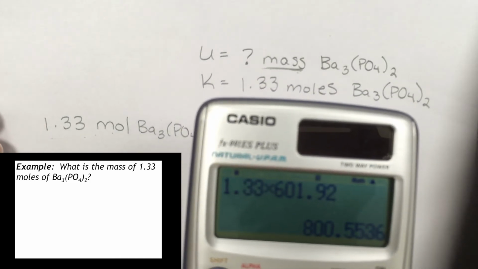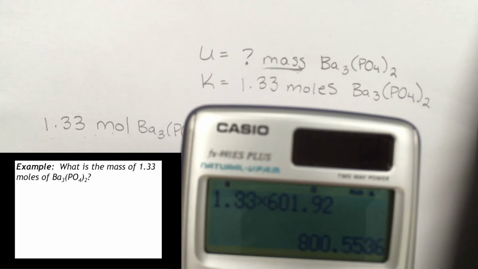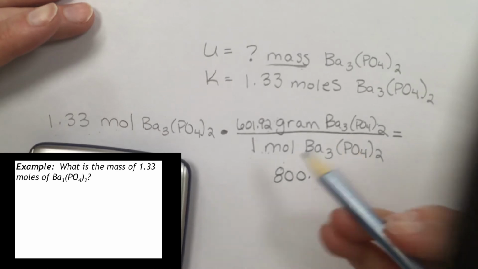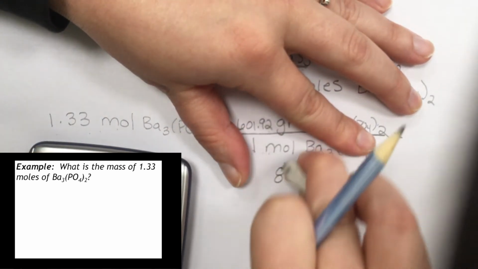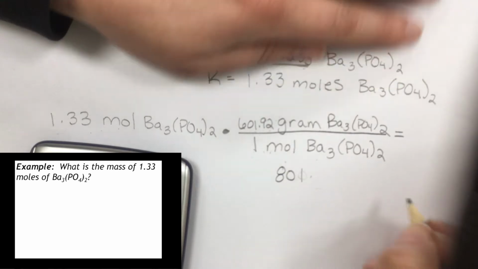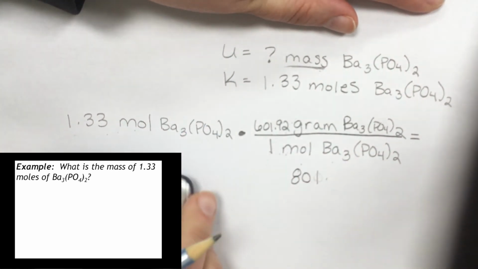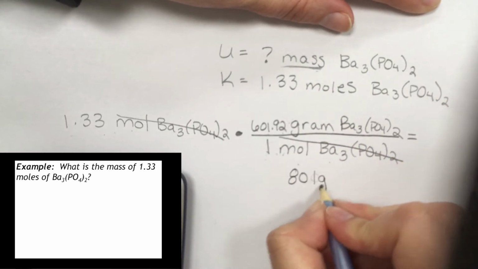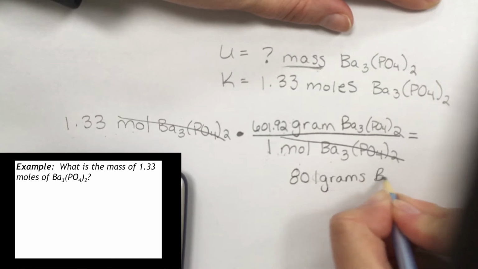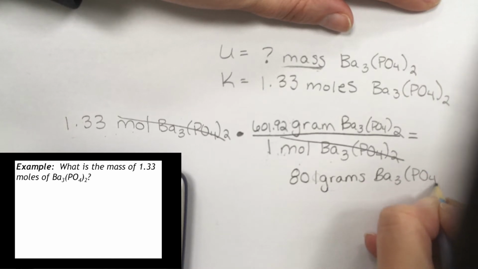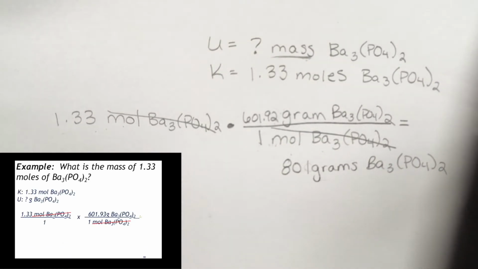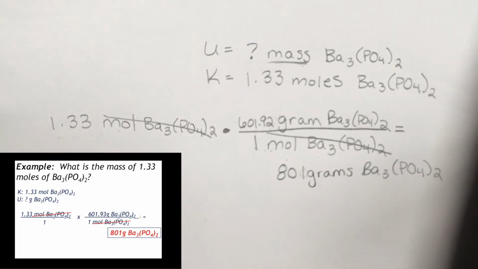800, like the single digit, and the 5 would round the 0 up to 1. So I went a little too far. So it should just be 801. These units canceled out. Okay, so they're gone, and we are left with grams of Ba3(PO4)2. And that should be our answer. Let's see if we did it right. So yeah, we did it correctly. Okay, so that's that.